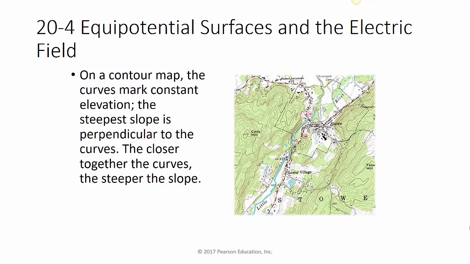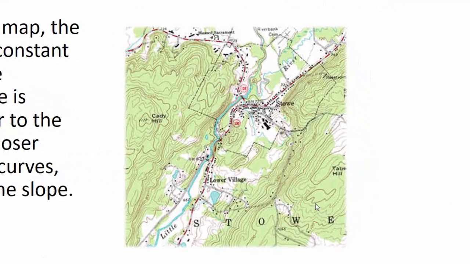So, let's just review something that we kind of have some familiarity with, and that's maps. If you've ever done any kind of hiking or anything that required that you use a topographic map, this image or type of image may be very familiar to you. When you look at this topographic map, you see all these lines. Each line represents an area of equal elevation.